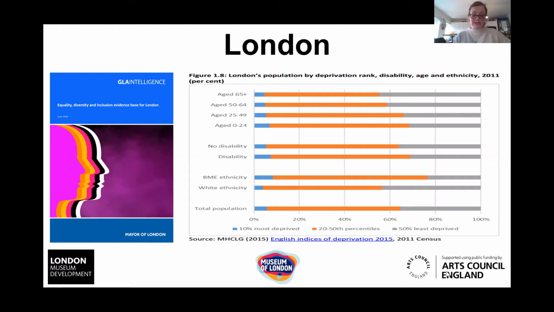1.3 million classify themselves as disabled adults in London. That is having either a physical or mental impairment that has a substantial or long-term negative effect on their ability to carry out normal daily activities. Disability is closely related to age, with 13% of the working age population classifying themselves as disabled versus 28% of over 65s.